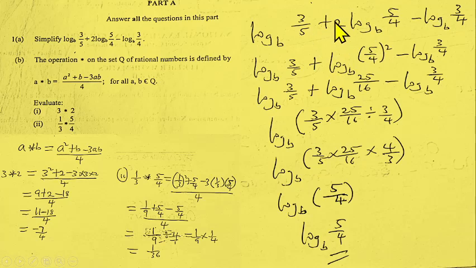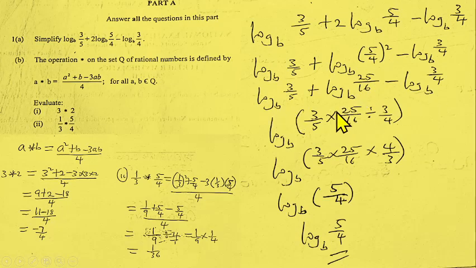So here we have 2 log 5 over 4 base b. We know that according to the law, this 2 can go to the power of this 5 over 4, and that's what we do first. That gives us log 3 over 5 base b plus log 5 over 4 squared base b minus log 3 over 4 base b. So 5 over 4 squared will give us 25 over 16.